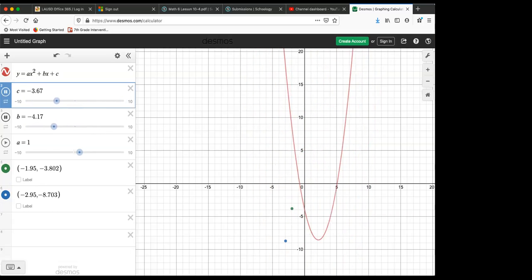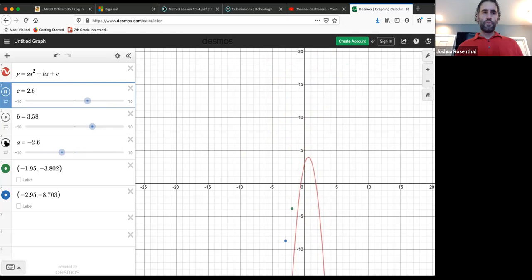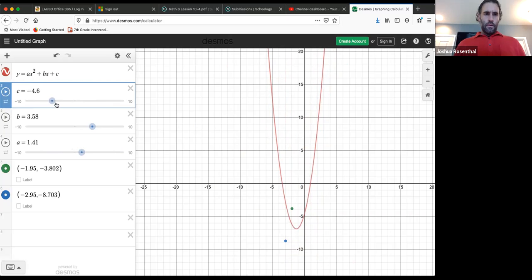Plus one equals zero. Plus one. There you go. Now I have all sliders moving around. Oh, right, and I can put them back. So it might be worth your time to play around in Desmos.